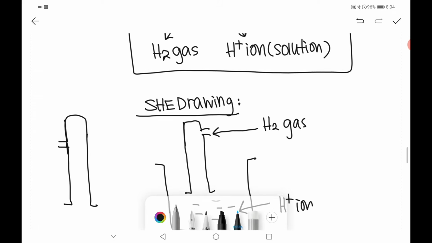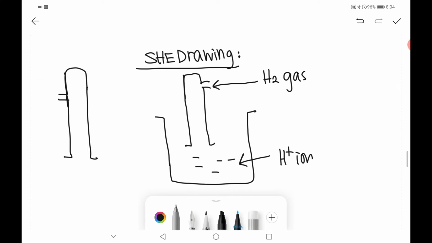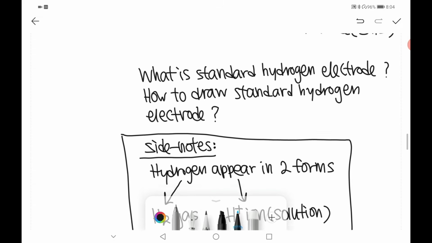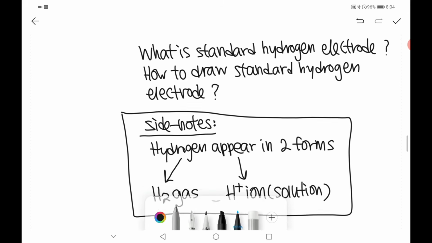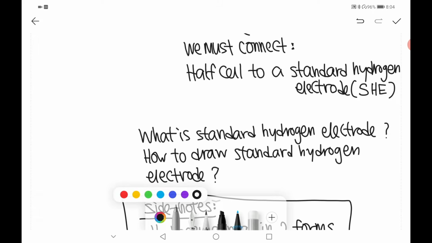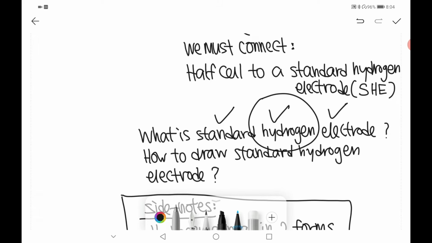So now we already know the drawing here. Let me finish it. Remember, here we have a solution. The solution here is the H plus ion. Now when we have the standard hydrogen, you can see the name SHE. SHE is standard hydrogen electrode. So hydrogen, we already have it. But what about electrode?